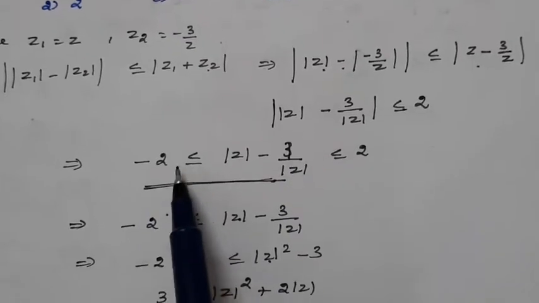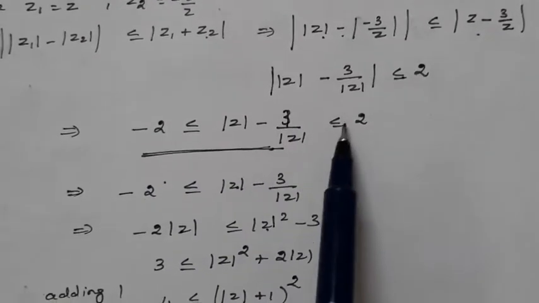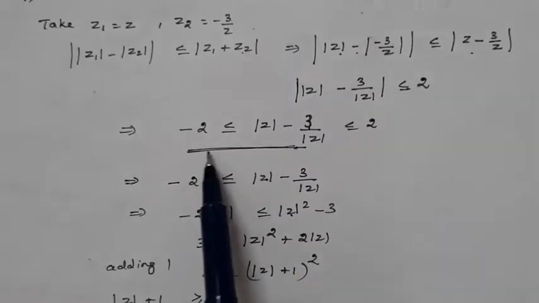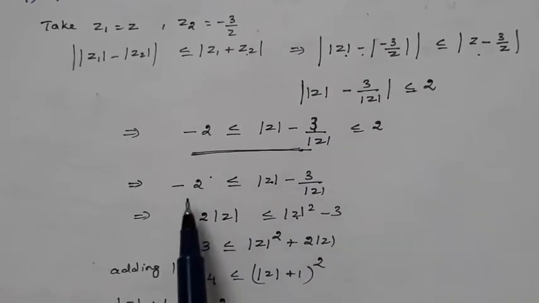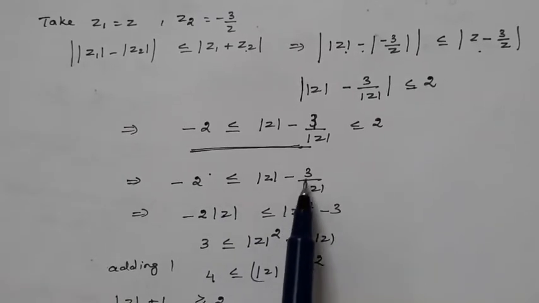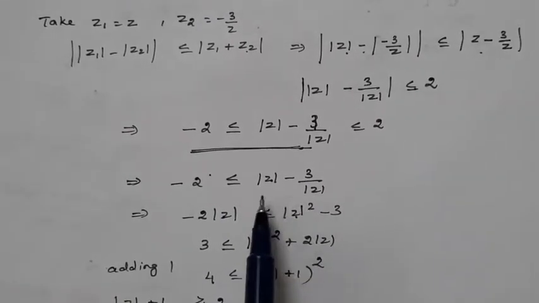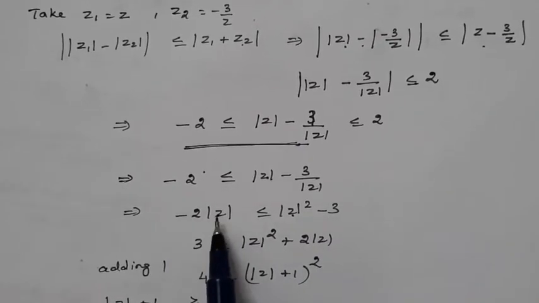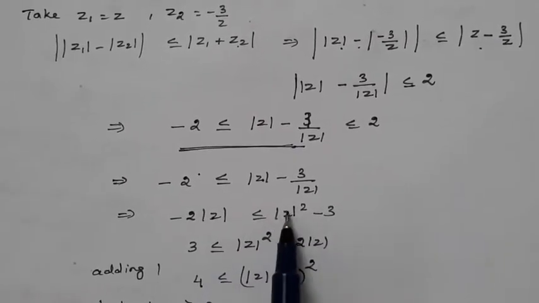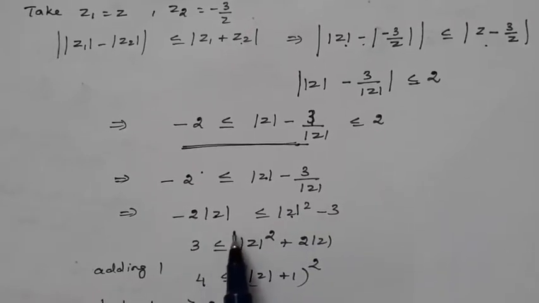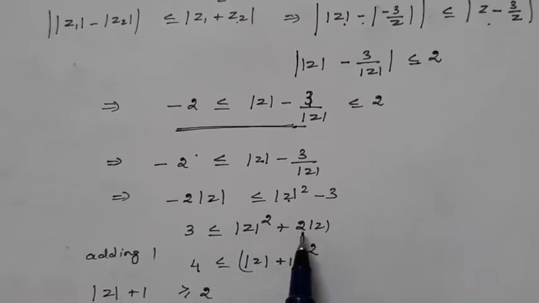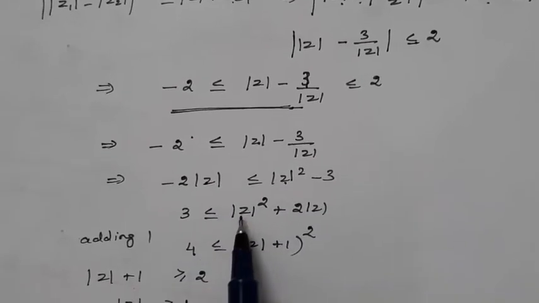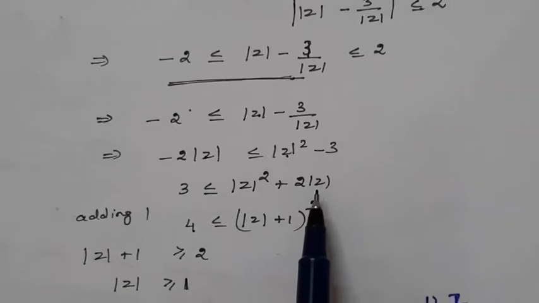So minus 2 is less than or equal to modulus z minus 3 by modulus of z, which is less than or equal to 2. But we need the least value, so let us take the first part of the inequality. So minus 2 is less than or equal to modulus z minus 3 by modulus of z. Let us multiply throughout by modulus of z, and therefore we have minus 2 into modulus of z is less than or equal to modulus z squared minus 3. Let us move minus 2 into modulus of z to this side and minus 3 to the opposite side. So we have 3 less than or equal to modulus of z squared plus 2 into modulus of z.